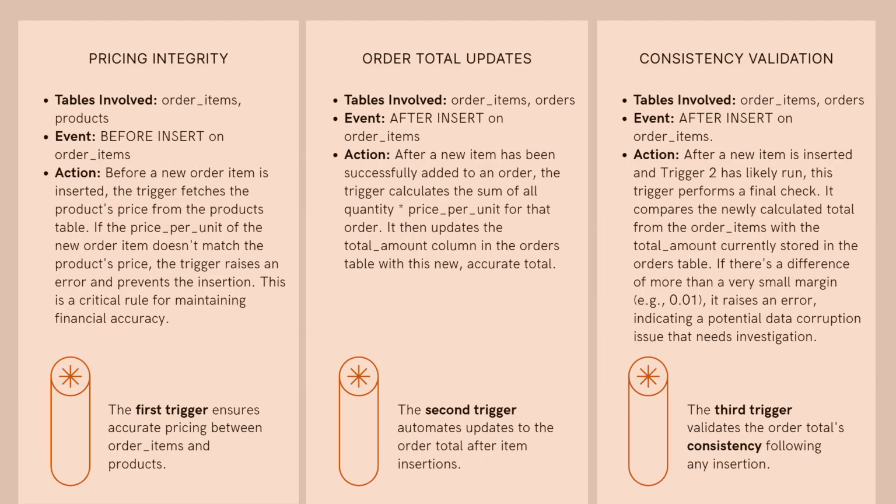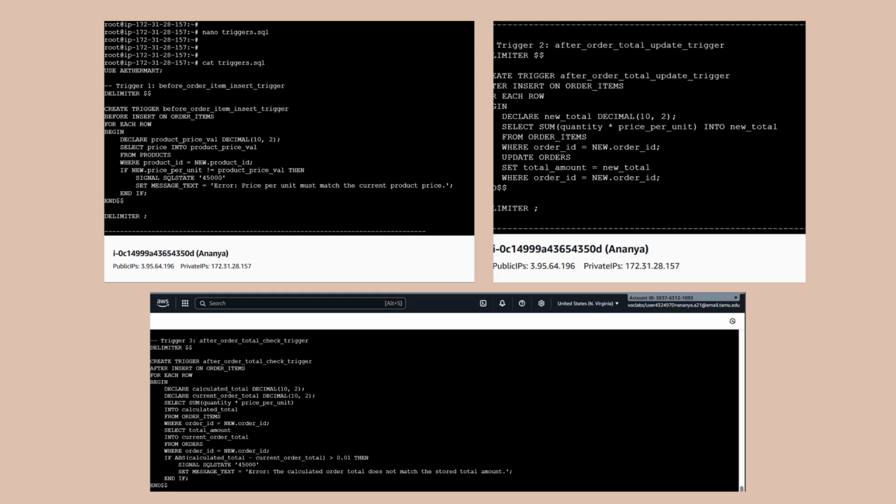So the tables involved in this trigger are order items and products. And as I said, this trigger will get triggered before an insertion happens in the order items table. So basically, before a new order item is inserted, it fetches the price from the products table, and if both the prices don't match, it will give us an error.